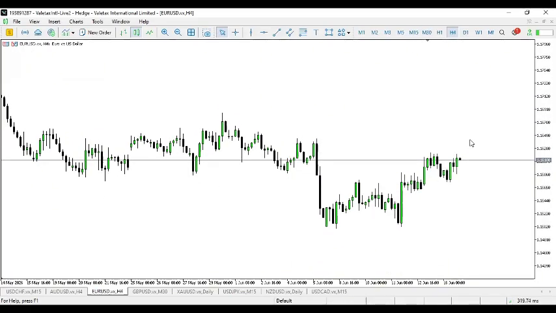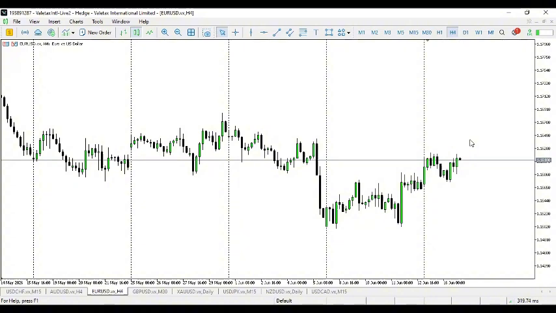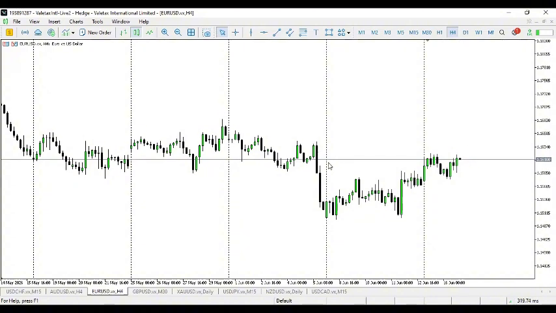Insert my period separator, Control Y, on my keyboard. It is simply helping me demarcate a time period. So this was last week's low. Sorry, this was last week. This is now this week.